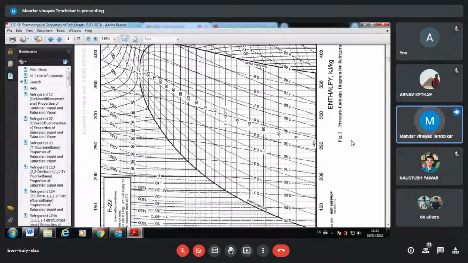Very similar to our TS interpretation, over there also there is a dome. Inside the dome, two phase. Here you can see the dryness fraction x equal to 0.1, 0.2, 0.3, 0.4, and up to 0.9 and 1. So this is my saturated vapor. Okay. Any problem in the interpretation of this?